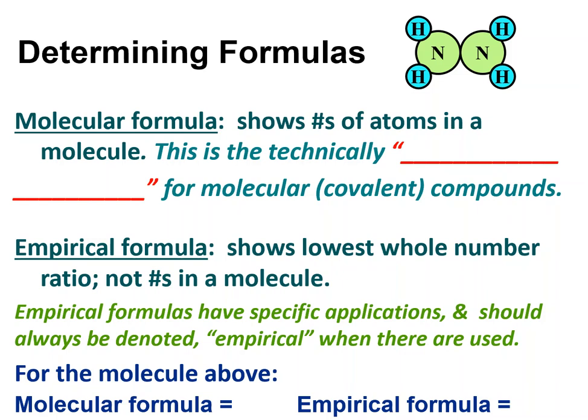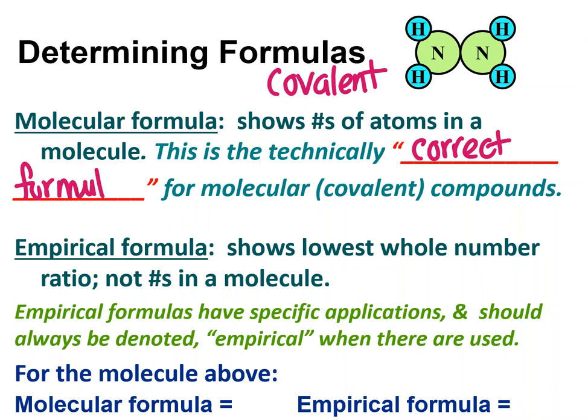For molecular compounds, there are two different types of formulas. And so these are for what we've been calling covalent compounds. And we have been doing the molecular formulas. These are the correct formulas. They actually show what is in one molecule, as a formula should for a covalent compound.